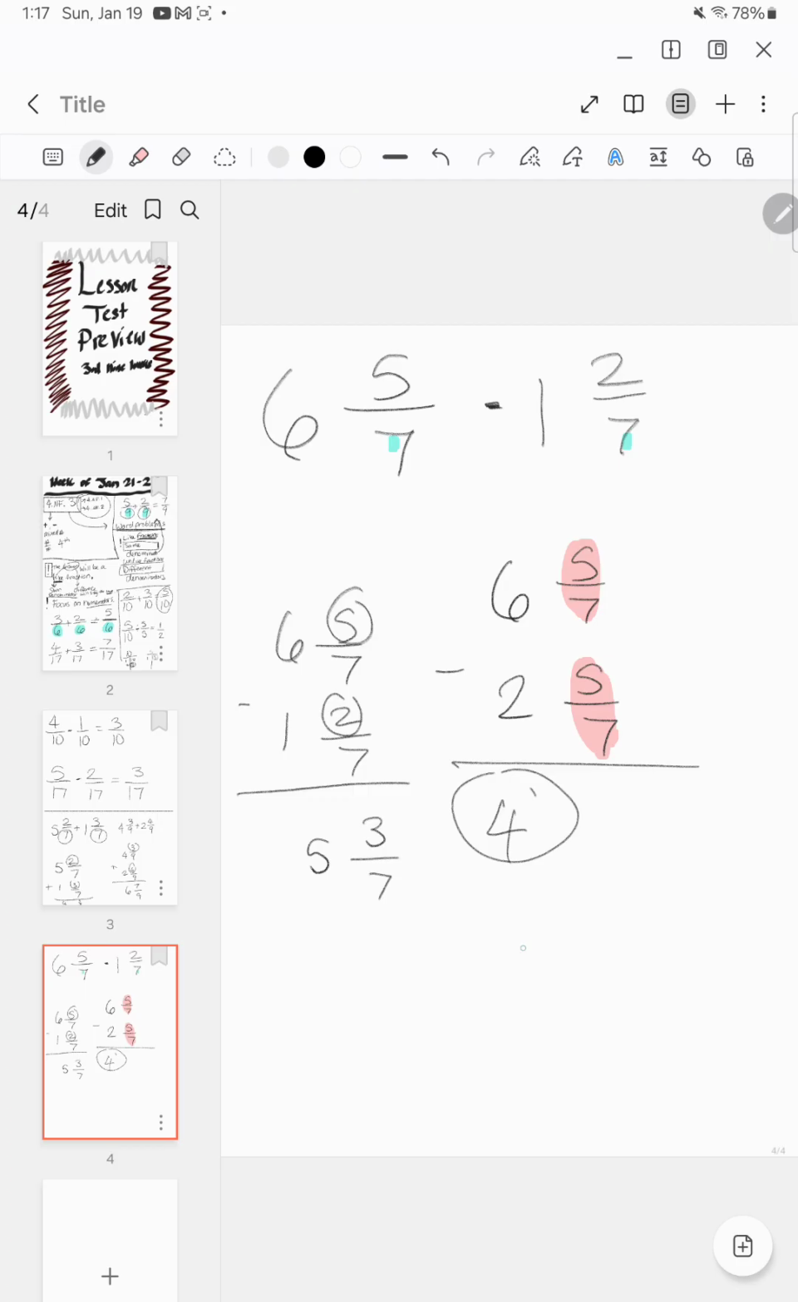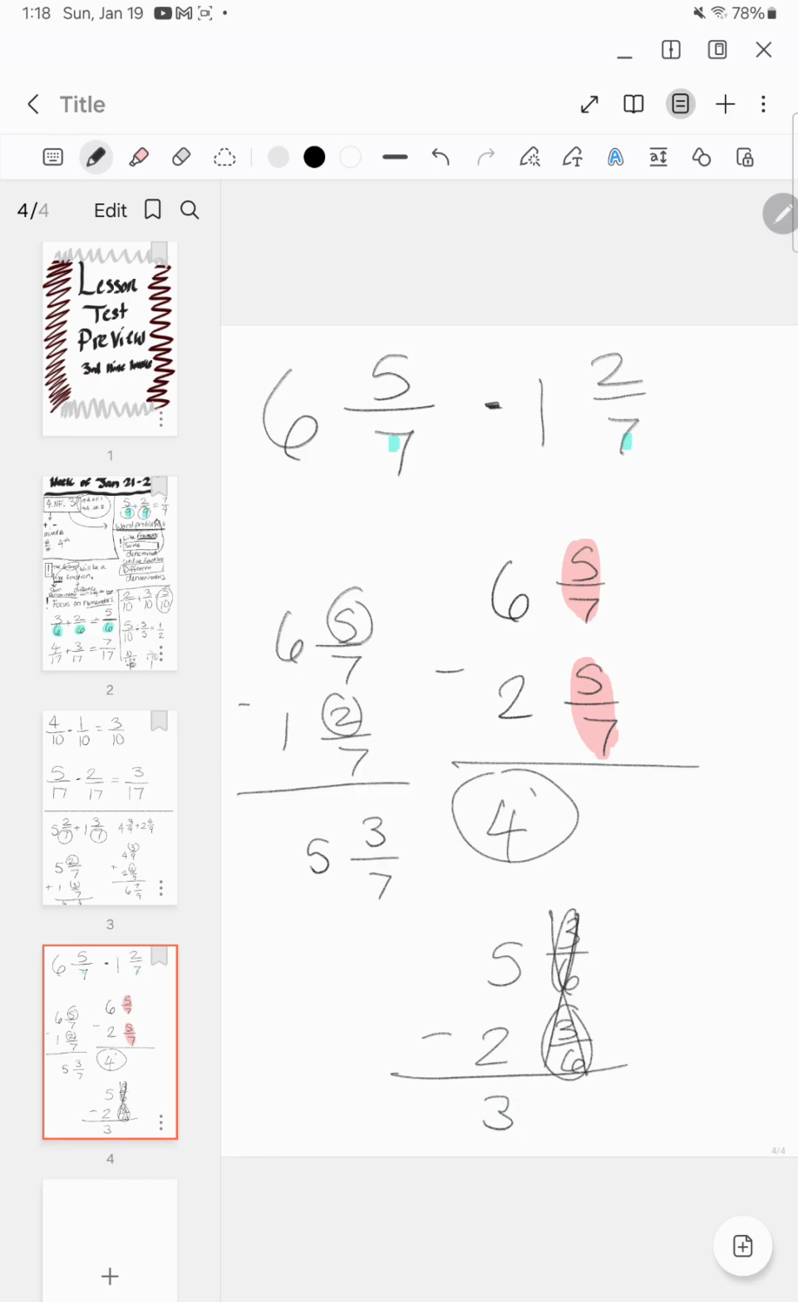I'll do another one. I'll do 5 and 3/6 minus 2 and 3/6. Now, what do you think is going to happen? We know our strategy. Whole to whole. Fraction to fraction. Now, the thing about this fraction is exactly the what? Yes, exactly the same. Which means these fractions will cancel each other out. And we'll just do the wholes. 5 minus 2 is 3.